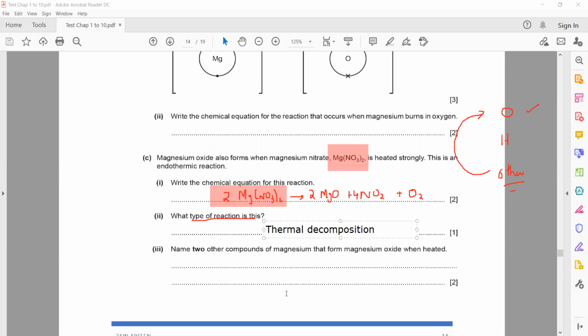The types of reaction which we say are oxidation, reduction, thermal decomposition, substitution, neutralization. These are the types of reaction. Endothermic and exothermic only if they ask what type of reaction in terms of energy, or to identify whether the reaction is endothermic or exothermic. In that case you write that. Otherwise, you mention substitution, neutralization, combustion, decomposition, displacement. These are the types of reactions.